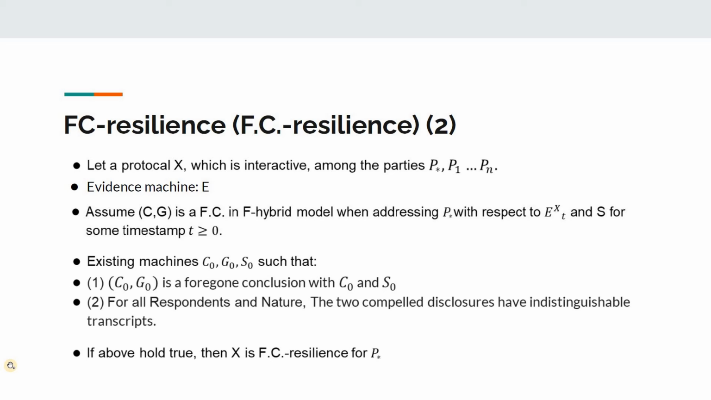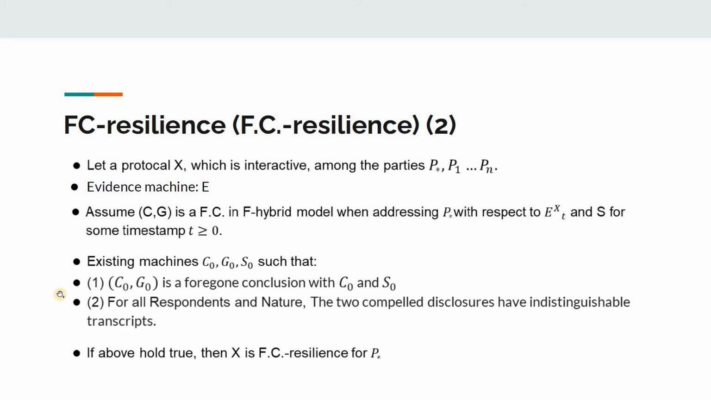So we have three existing machines C0, G0 and S0, where C is a compare actions, G is related to the government, and S is a simulator, such that, first of all, C0 with G0 is a FC with C0 and S0. Second, for all respondents and natures, the two compounded disclosures have indistinguishable trace scripts. We have two such trace scripts: the first is made by C0 and G0, and the other is made by C and G only.